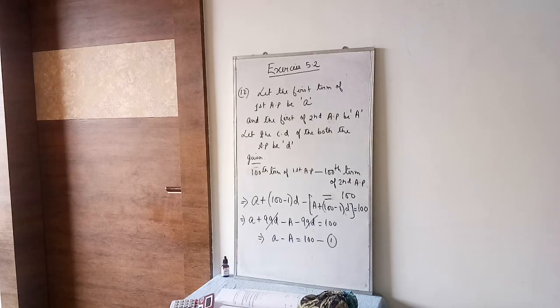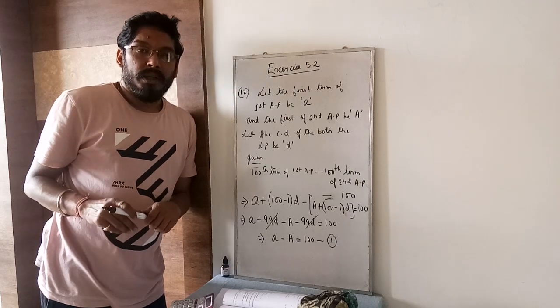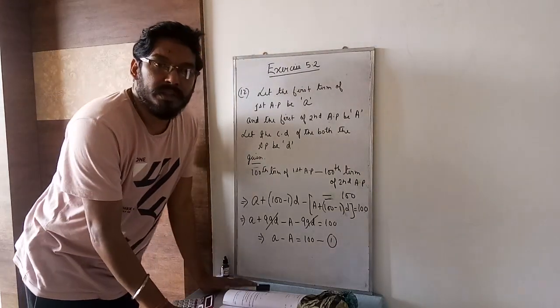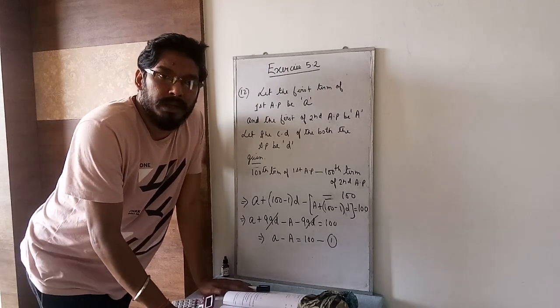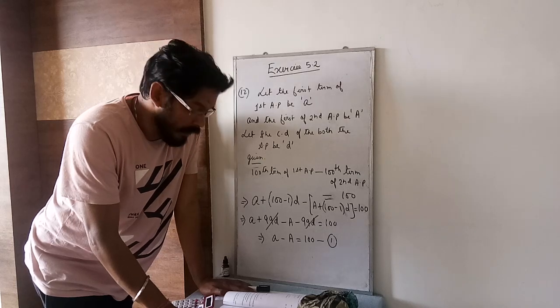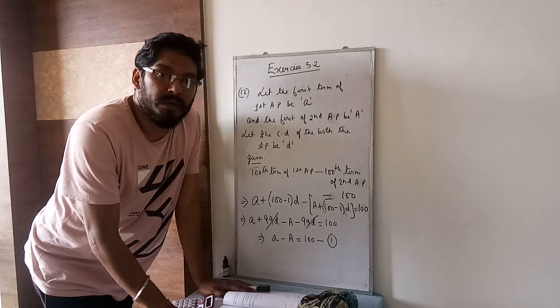I repeat again. In the question they have given two APs whose common difference is the same. There are two sequences whose common difference is the same, and the difference between the 100th term of both sequences is given as 100. We have to find the difference between their 1000th terms.